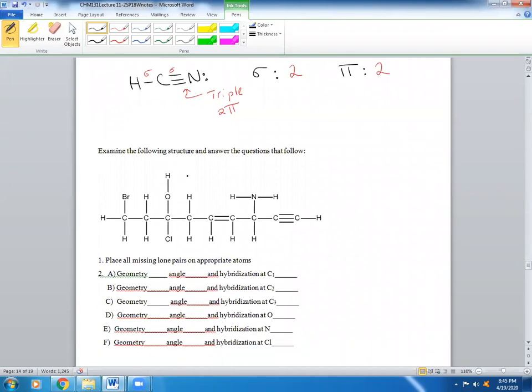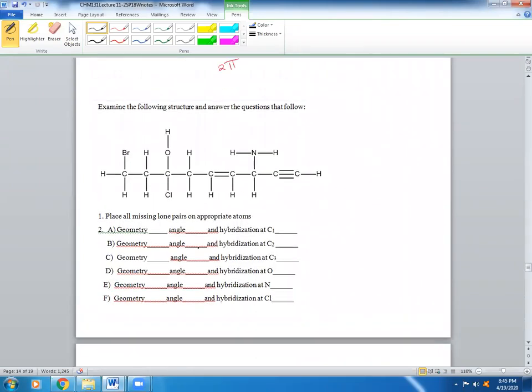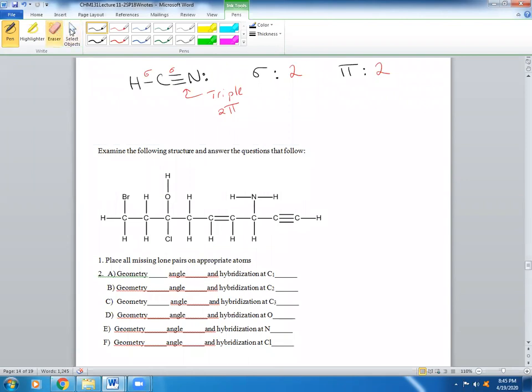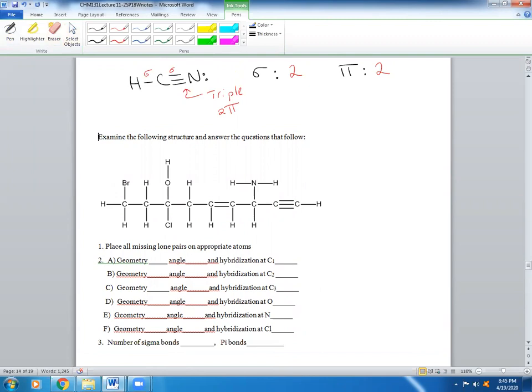Now we're going to do a final question, and expect something like this on a quiz or on an exam. So I'll give you a big organic structure right here, and you will have to answer a question like this. It says number 1 is place all missing lone pairs on appropriate atoms. Okay. All you have to remember is that anything that doesn't have the octet, you have to put lone pairs on them.